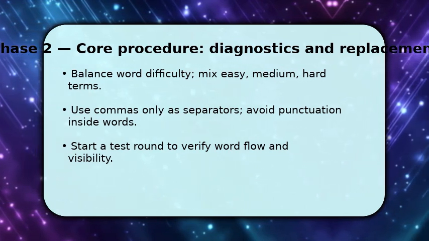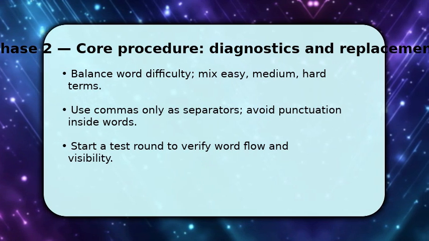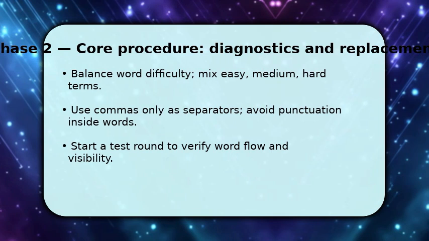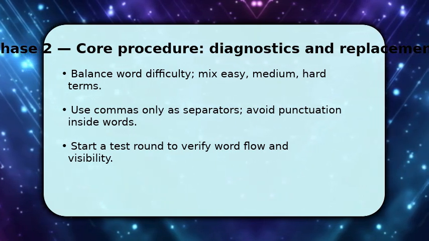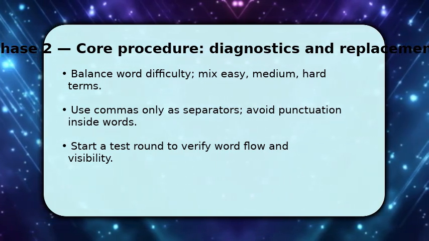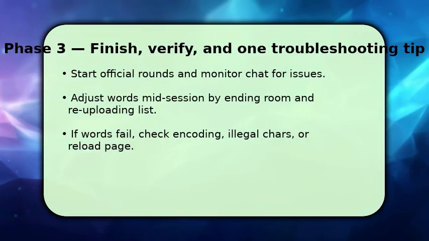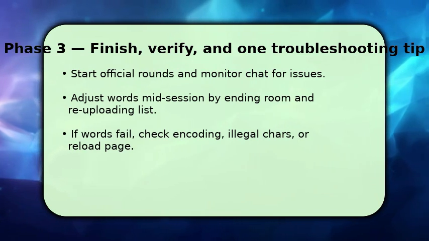Next, start a quick test round and take a turn drawing so you can see which words appear and how they display to guessers. This helps you catch formatting problems and adjust word order, difficulty, or round count before the main game. Now start the official rounds and monitor game flow and chat. You'll want to catch problems early.